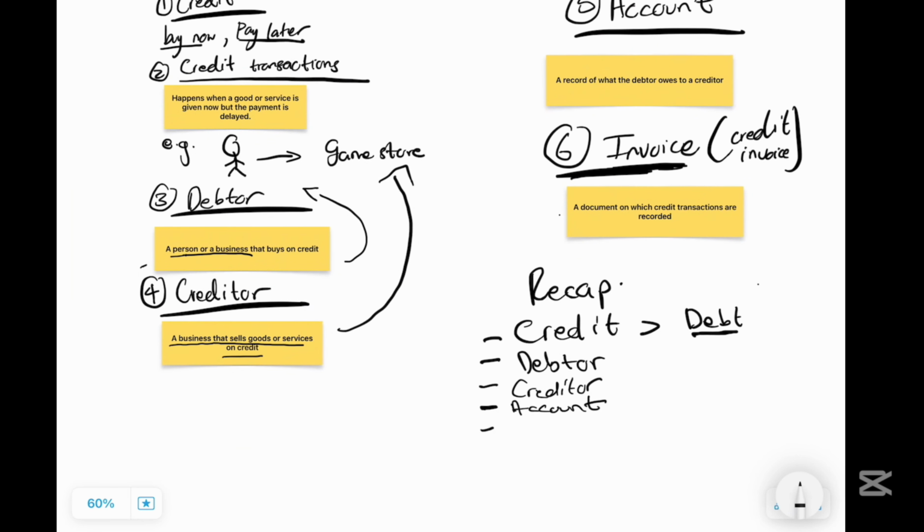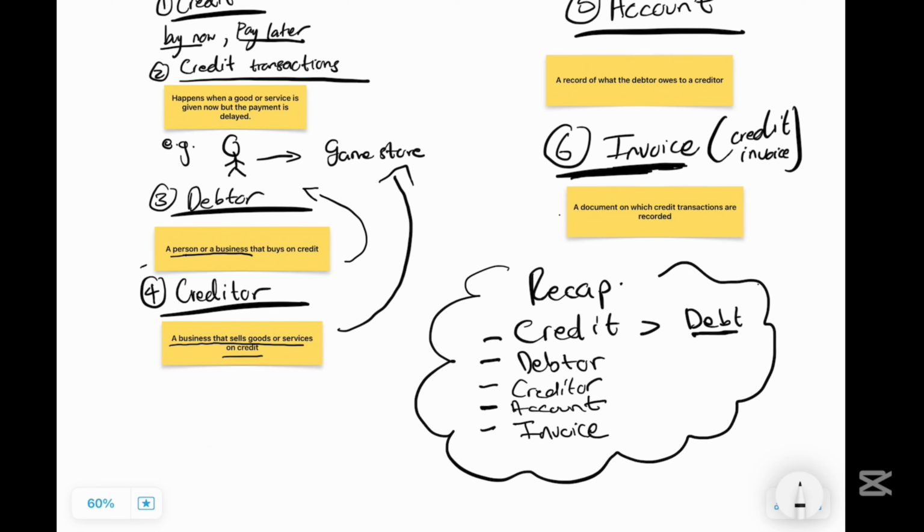And then an invoice is what you get as a receipt. It's the type of receipt you receive from the business after you bought on credit. I hope this was easy for you to understand.